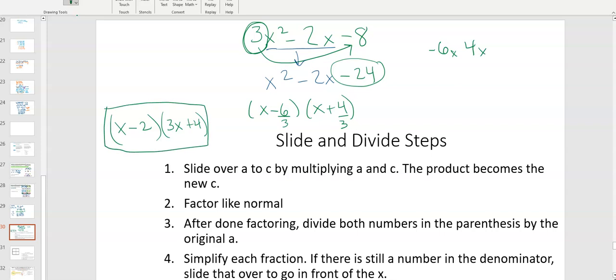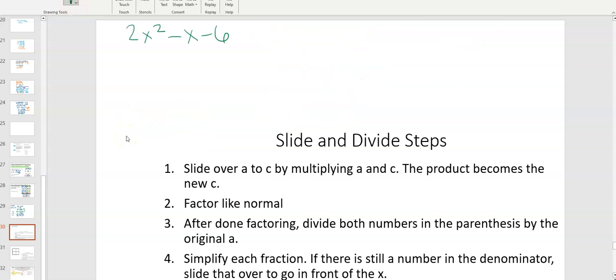And that's it. So that is the slide and divide. Okay, one more time with the slide and divide. So I'm going to slide the 2 over to the negative 6, and I'm going to multiply those together, and I'm going to get negative 12. I now have to find two factors of negative 12 that make negative x when added.